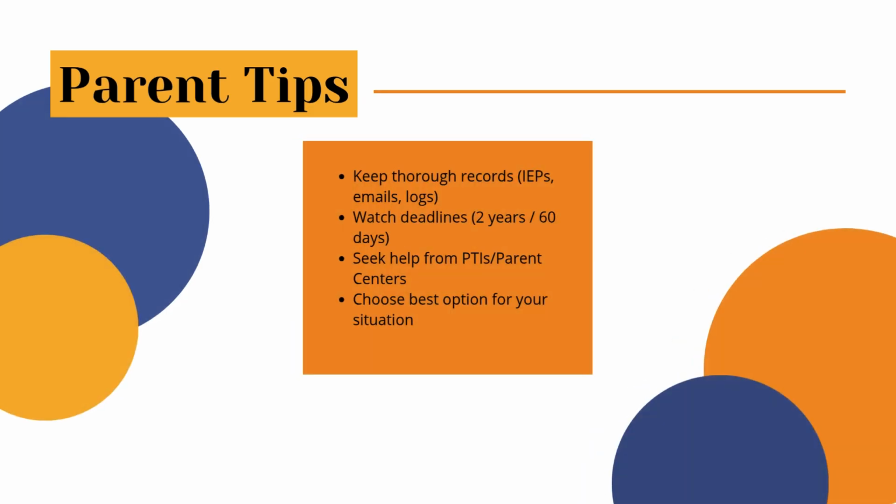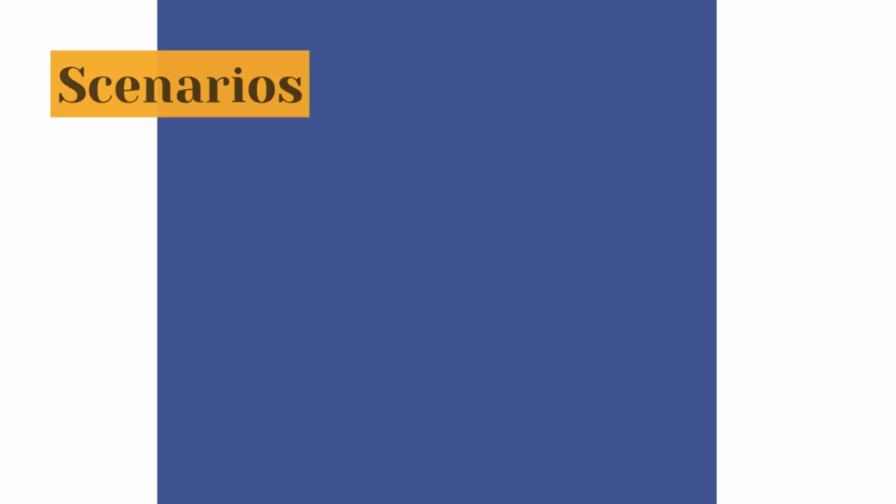Here are a few practical tips for navigating disputes. Keep thorough records: IEPs, emails, communication logs. Pay close attention to deadlines, like the 2-year limit for due process and the 60-day timeline for state complaints. Seek support from parent training and information centers, like LINKS. Choose the dispute resolution option that best fits your situation.